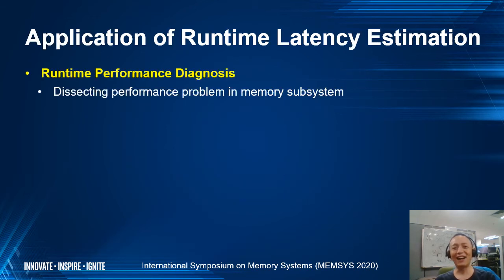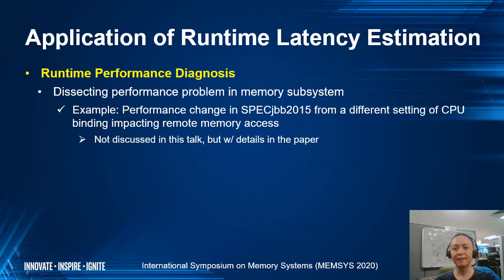Next, we demonstrate how the runtime estimation of memory latency at the application level can be applied. The estimation can be used in runtime performance diagnosis to dissect a performance problem in the memory subsystem. Here we have an example about the SPECjbb benchmark. When we change the setting of workload CPU binding, the remote memory accesses get impacted. The performance then gets changed. We will not discuss the example in this talk, but recommend the audience to refer to the paper for details.